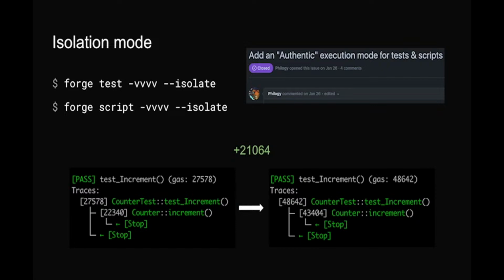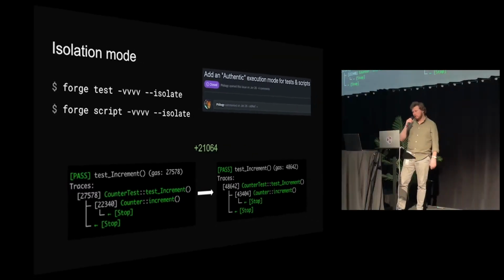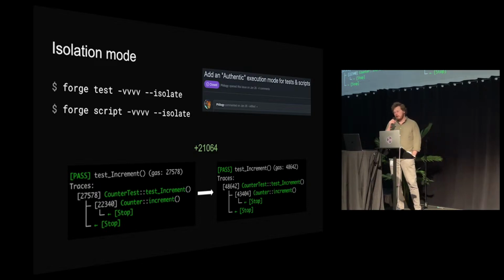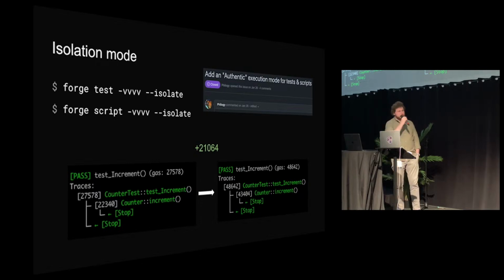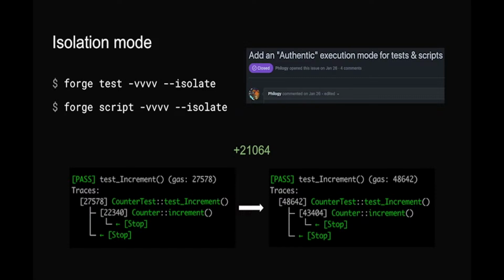So what isolate does is you execute all test and script level calls as if they were separate transactions. You initialize them with an empty journal state, triggering pre and post transaction cleanups. This allows us to actually include the call data, the base 21,000 gas, the clearing of the transient storage, correct handling of your self-destructs, et cetera. And in this case, the difference is 21,064: 21,000 from the base and 64 for calling the function.